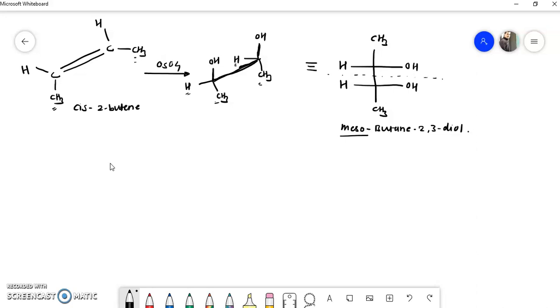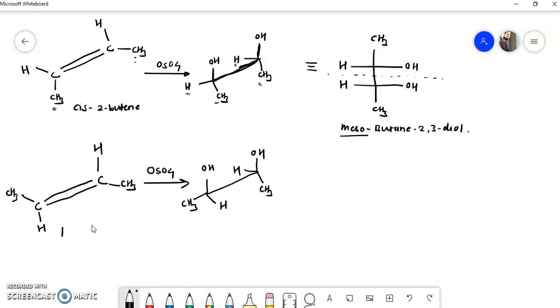So it is a meso compound and it is optically inactive. So meso-butane-2,3-diol is the product if we take cis-2-butene. Always remember that hydroxylation of a cis alkene always gives a meso compound. So here cis-2-butene is converted into meso-butane-2,3-diol. Now what will happen if we take trans-2-butene, that we will see.